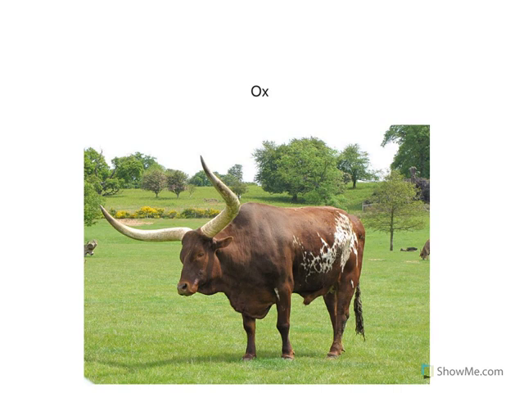O is for ox. An ox is a domesticated bull. They can have very long horns. O is for ox.